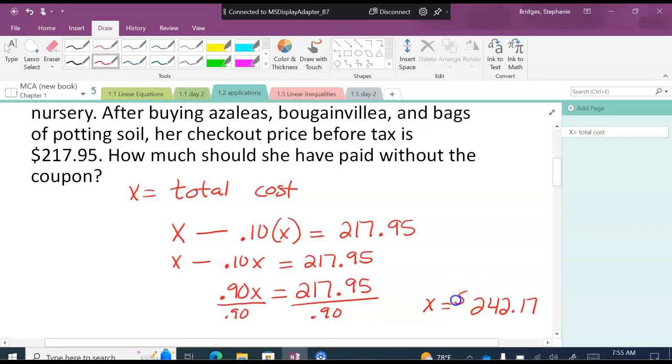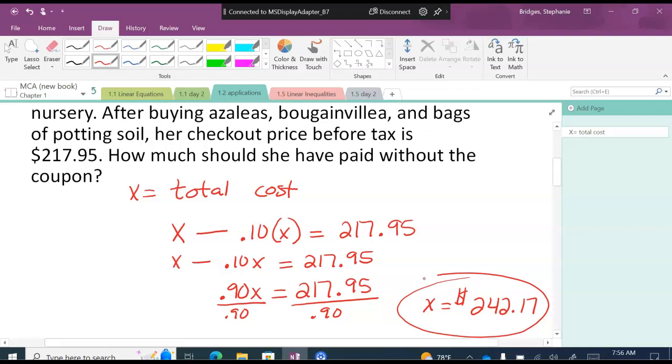Okay. Now we let x represent our total cost. Is that what we were looking for? Is that the question they asked us? Yes, they did. So guess what our answer is? 242.17. So anytime you have a discount, it's going to be your total cost minus whatever your discount is equals what you paid for it. Is everybody kind of okay with that? This is something you can use in real life, right?